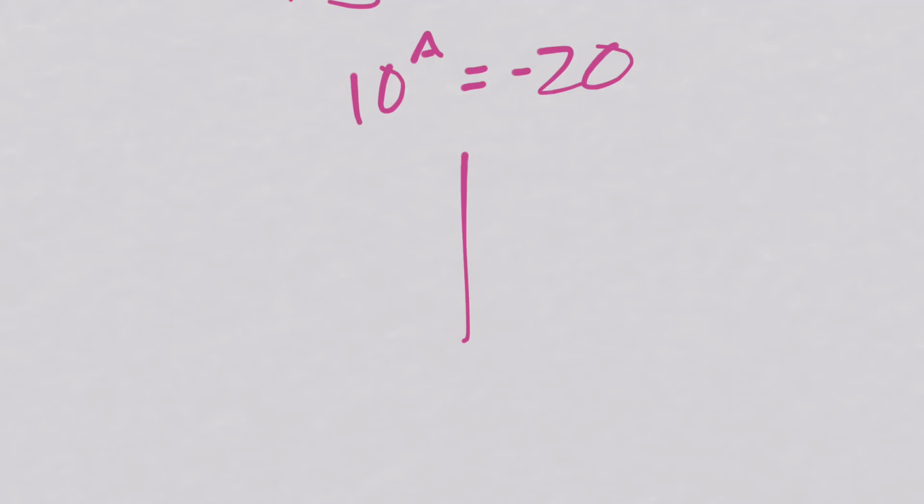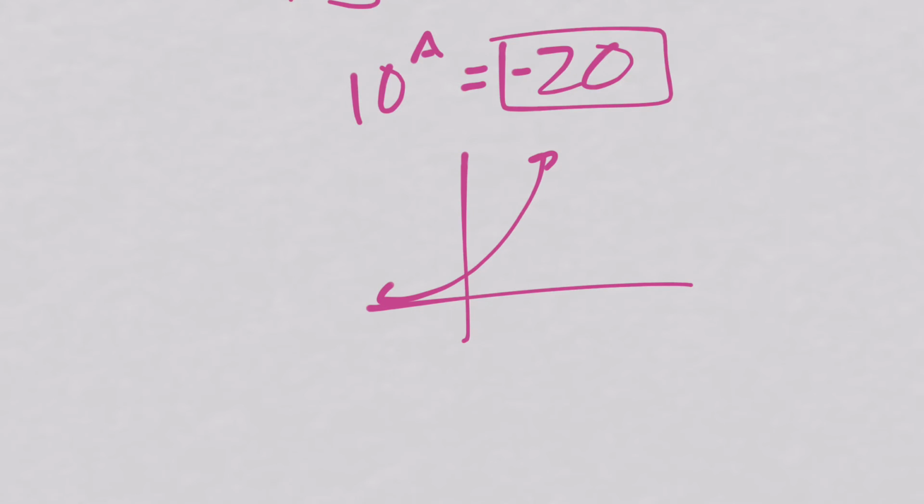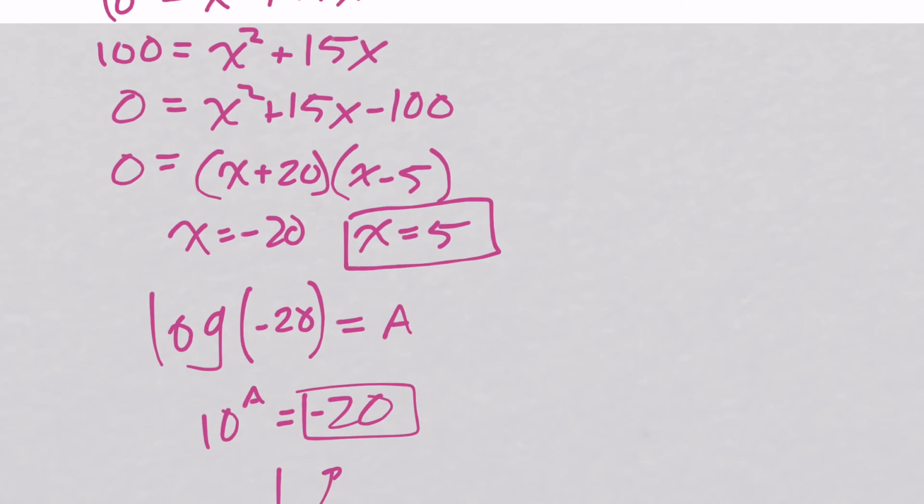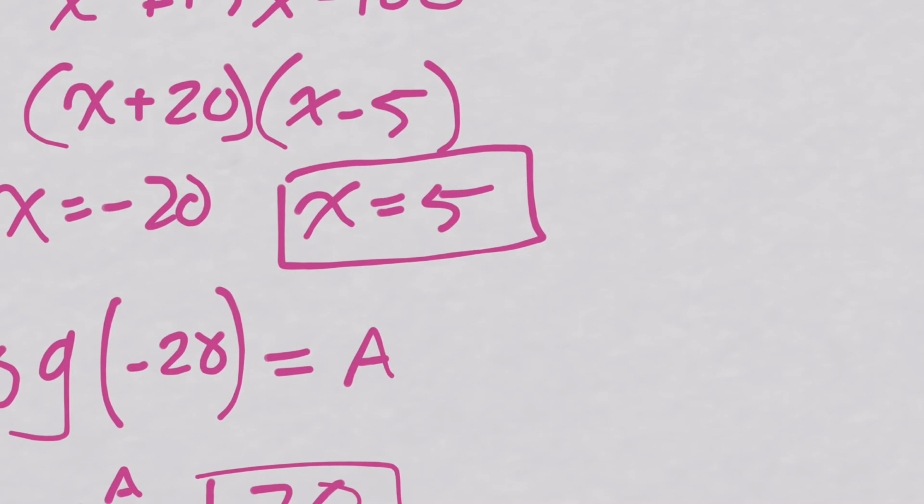Picture 10 to the power of a. It's an exponential thing. It looks like that. It doesn't have any negative y values, so it can't ever equal negative 20. So you cannot have a negative inside of your log, which means our only solution is x equals 5.